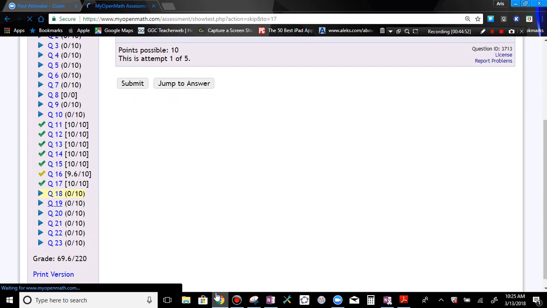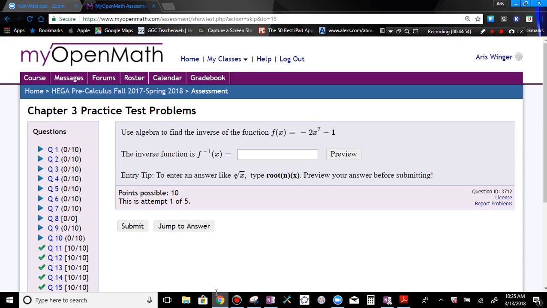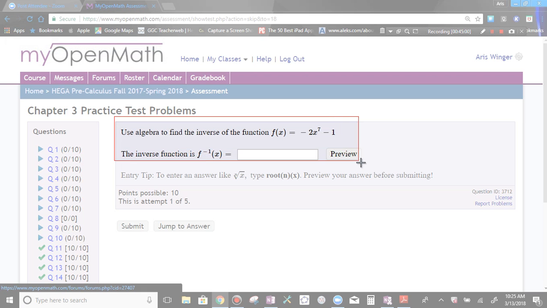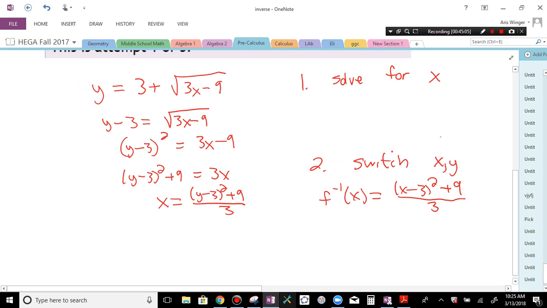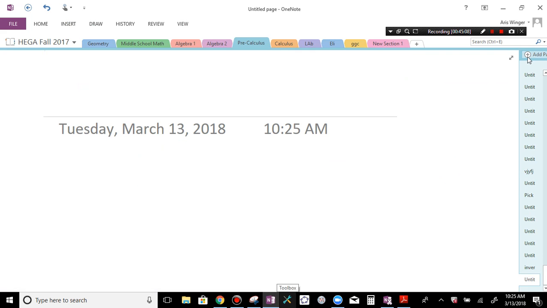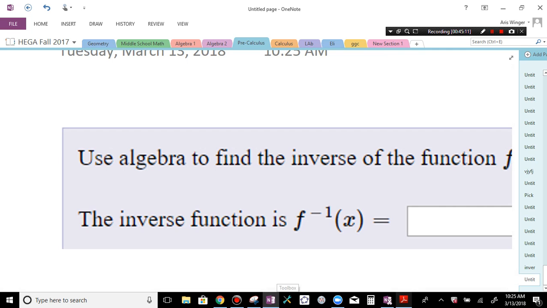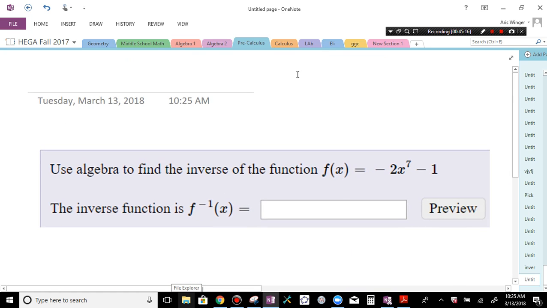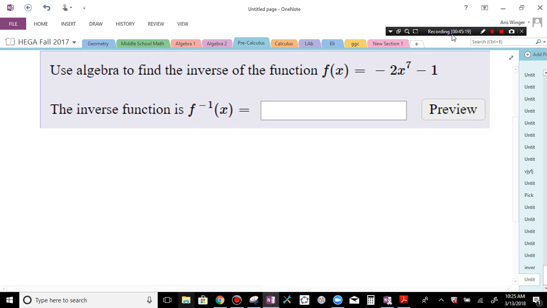19. Same thing. Solve for. I may take out one of these. So same thing. You practice one of these in the homework. The inverse in this case. We need the 7th root. Burn through this. Y equals minus 2x to the 7th minus 1. Y plus 1 equals minus 2x to the 7th.